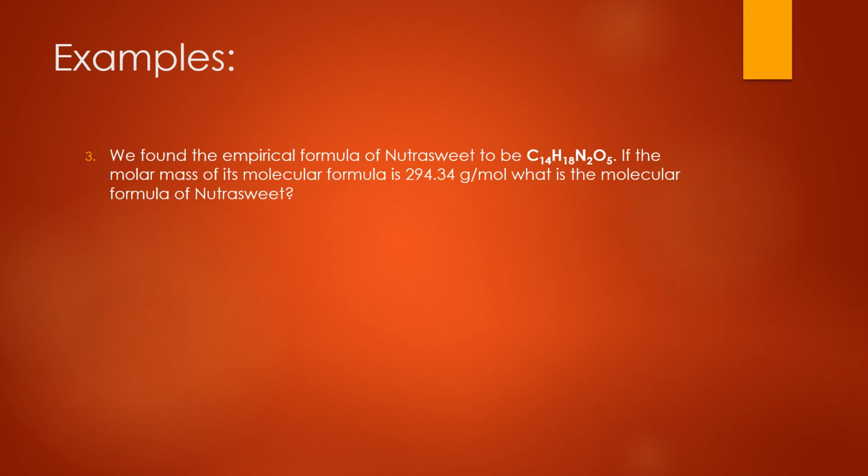All right, so for this one, like I said, we're going to first figure out the molar mass of our empirical formula. So remember the first part here, this 12.01 comes from the carbon, the 1.01 comes from the 18 hydrogens, the 14.01 comes from the nitrogens, and the 16 comes from the oxygen. So add it up. When I do this, you can see that I get the empirical formula mass to be 294.34.